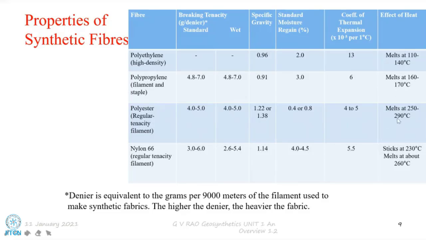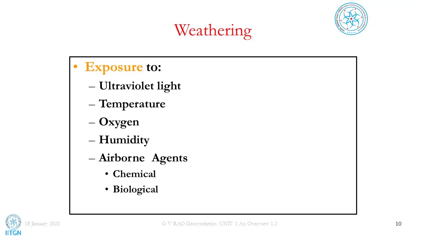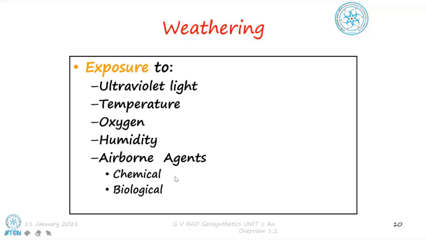The other important point we also said was that the melting point is different: 140 degrees Celsius for polyethylene, 160 to 170 for polypropylene, and polyester definitely much higher, 250 to 290. These will come into effect particularly when we look at geosynthetics required for asphalt reinforcement. Then we quickly said that oxygen, humidity, and air or biological agents will subject this material to change. We can call it environmental degradation. When it is biological, we call it biodegradation.